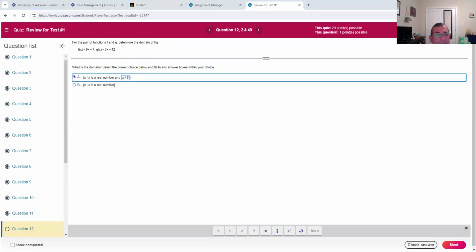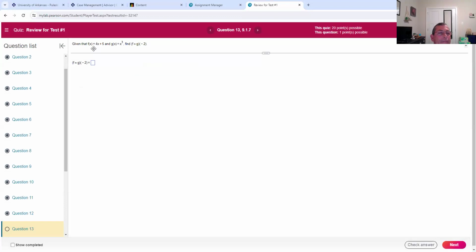Also, hit next. Oh, so this is where we started doing the compositions of functions. So y'all let me write that down. 4x plus 5 is my f. G of x is x to the third. They want me to find f compose g of a negative 2.